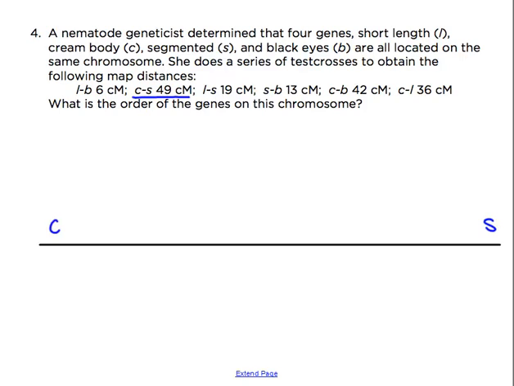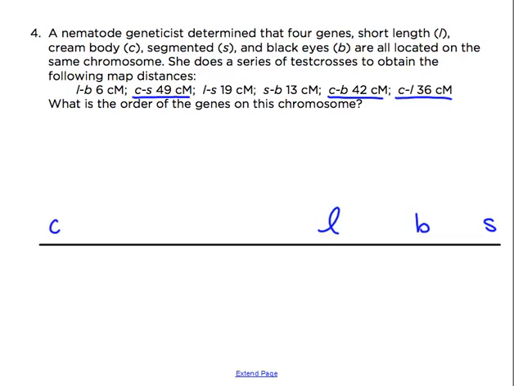Now, let's work from one side on. First, let's look at CB and CL. From these map distances, you can see that C is closer to L than B. For B, if C to S is 49 centimorgans, C to B is 42, so B is relatively close to S. By the same token, C and L are 36 centimorgans away, so L is a little closer, but not that much. Now we can look at the other distances to double check.